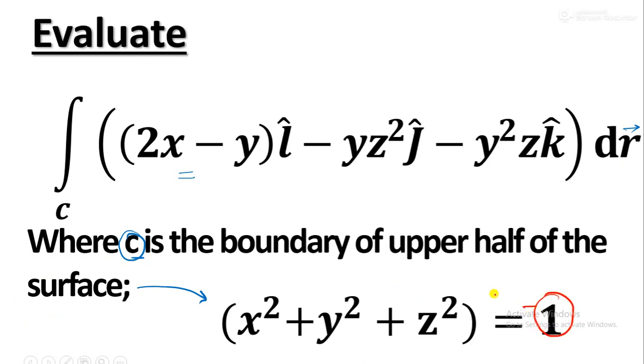Okay, so you will have to be very much careful about the given boundary, because a vector integral calculus problem you cannot solve through direct hit and trial. So you will have to be very much careful about the boundary condition which is given in the concerned question. Now moving towards the concerned question, what is the region or space given? The region given is the upper half of the surface of what? The surface given is x square plus y square plus z square equals to 1, let's say.